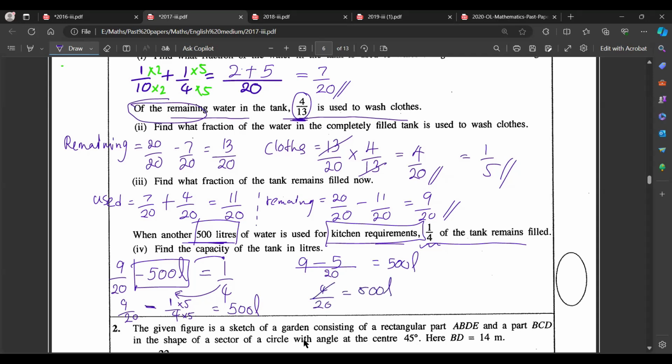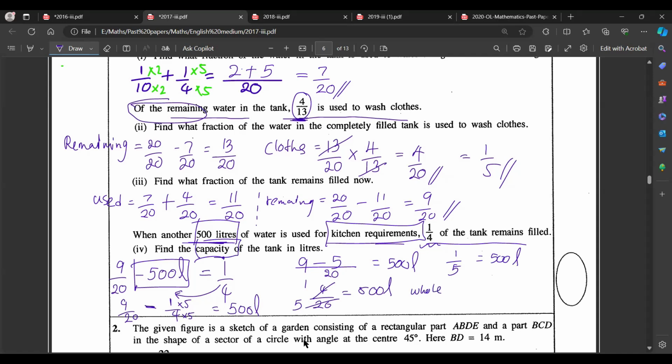Actually, you can simplify there, no? There are 5 parts. 1 out of 5 is 500 liters. They are asking what? This 1 out of 5 of the capacity is 500. They are asking the whole capacity, the whole tank.